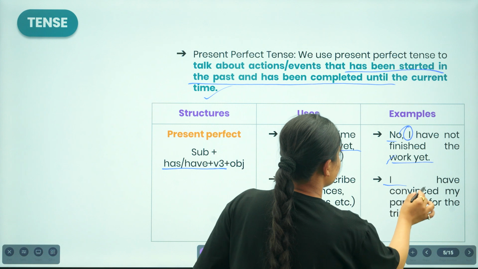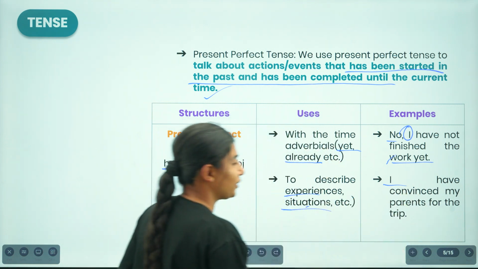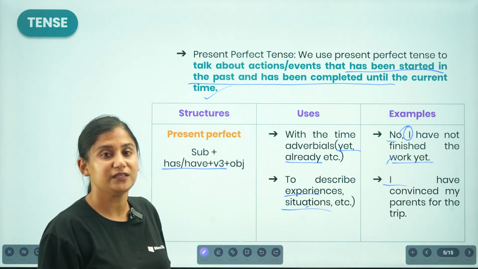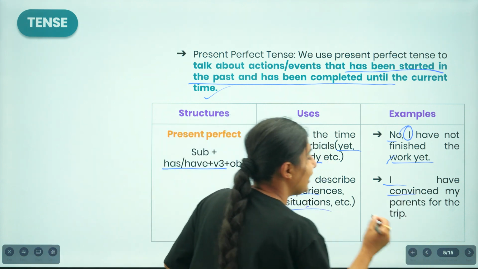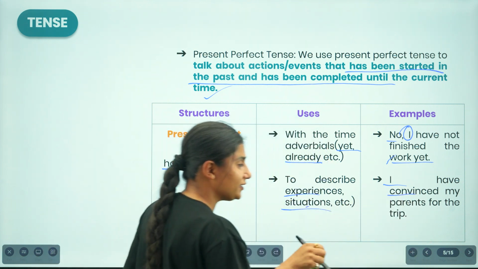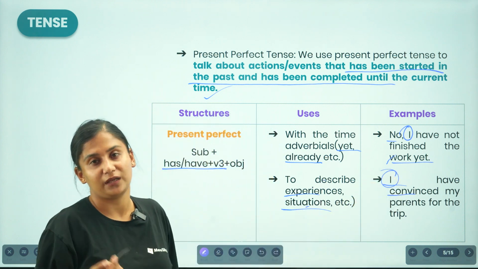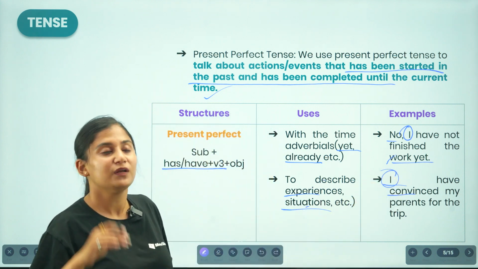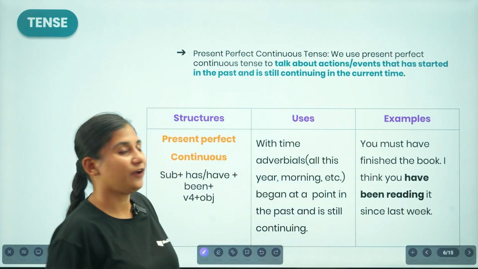Now here, talking about a situation or an experience: I have convinced my parents for the trip. The thing is, the act of convincing occurred in the past, and by the current time I have been able to convince my parents for the trip. Let us move to the next one, that is present perfect continuous tense.